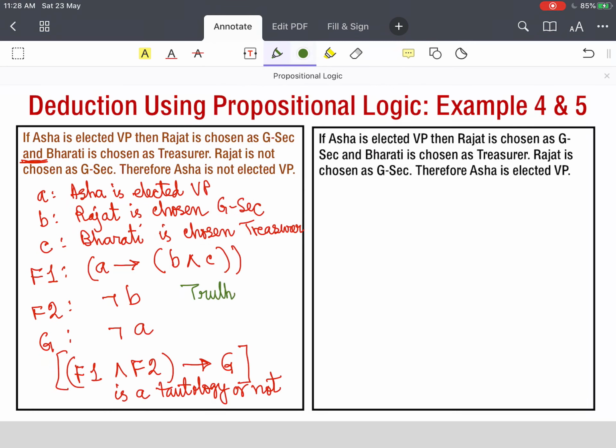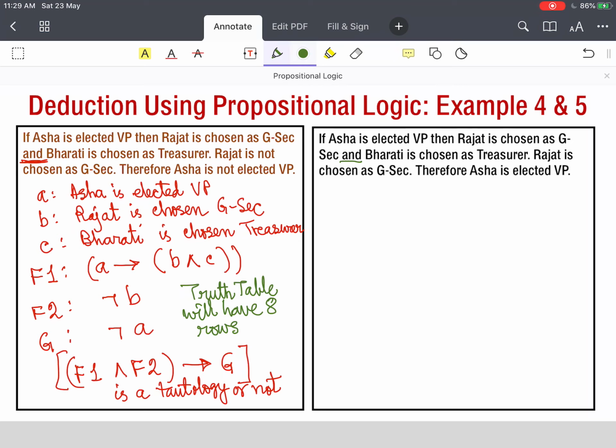And since there are three variables, the truth table here will have 8 rows. So I leave it to you as an exercise to prove whether this is true or false. And if it is not true in all the 8 rows, then the row in which it is false will provide you with a counter example. Let us go to the second one, which is very similar. In the second one, if Asha is elected VP, then Rajat is chosen as GSEC and Bharati is chosen as treasurer. This part is the same.